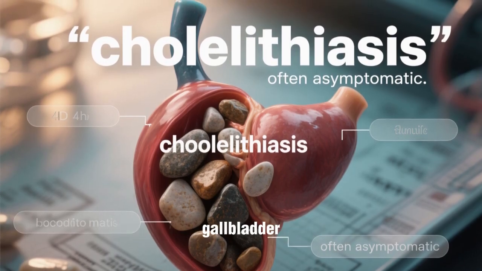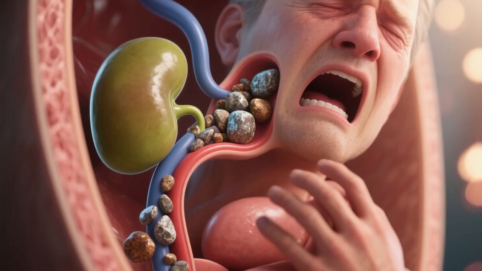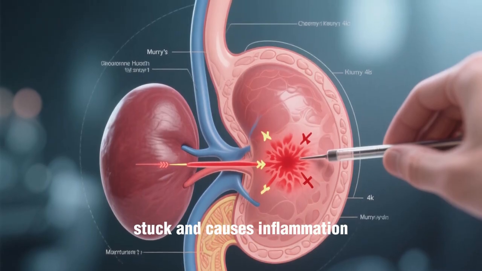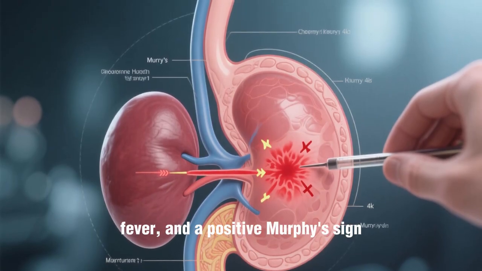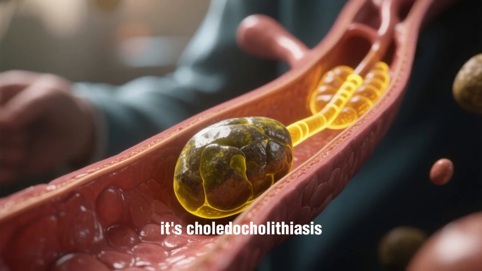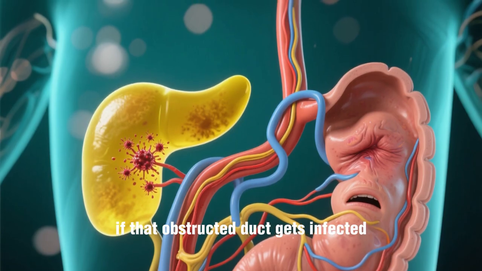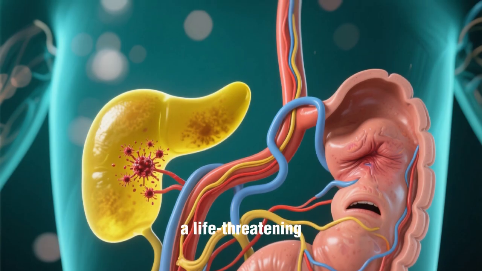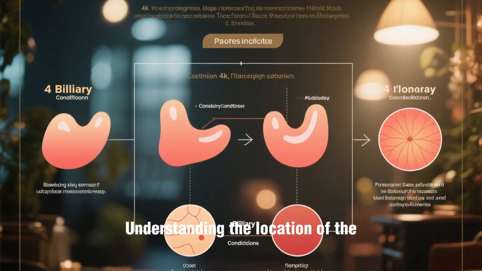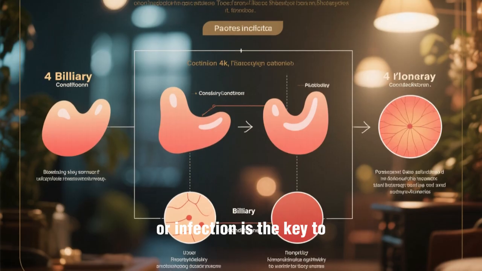Cholelithiasis is just stones in the gallbladder, often asymptomatic. If that stone gets stuck and causes inflammation, it's cholecystitis: constant pain, fever, and a positive Murphy's sign. If a stone moves into the common bile duct, it's choledocholithiasis, leading to jaundice and elevated ALK Phos. And finally, if that obstructed duct gets infected, it becomes cholangitis, a life-threatening emergency presenting with Charcot's triad of pain, fever, and jaundice.